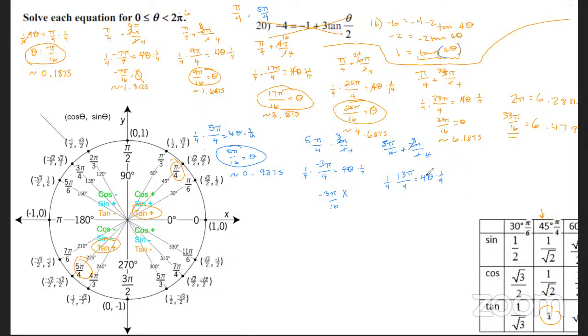Multiply by the reciprocal. This cancels out, so we've got 13 pi over 16. This is going to be our theta. Let's estimate that: 13 times 3 divided by 16 is an estimate of 2.437, and that fits within our given limits. So let's do this again: 5 pi over 4 plus 4 pi.